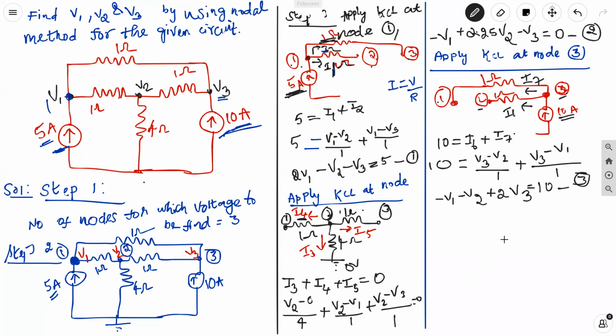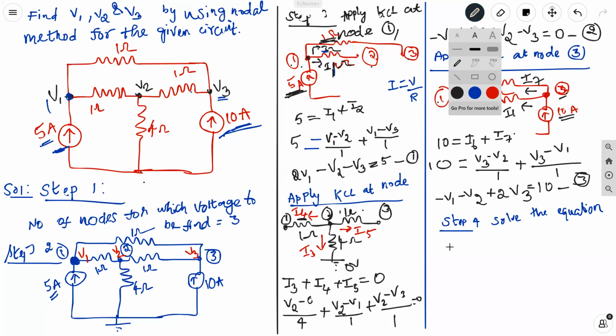Now, step 4, we need to apply Cramer's rule to find the solution for V1, V2, V3. We did that multiple times, so I'll straight away give the answers. Please try and verify this. Step 4, solve the equations. I'm not going to solve it; I'm giving the answers directly because you have solved many problems on how to get del, del V1, del V2, del V3.